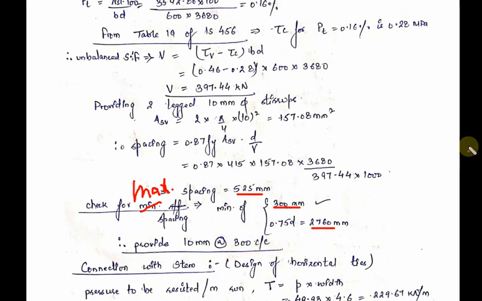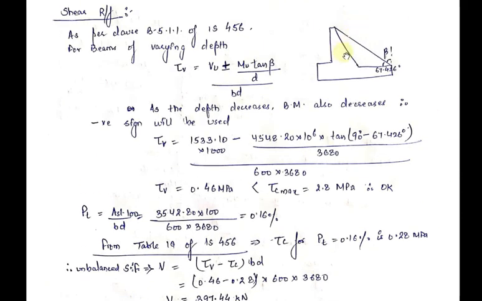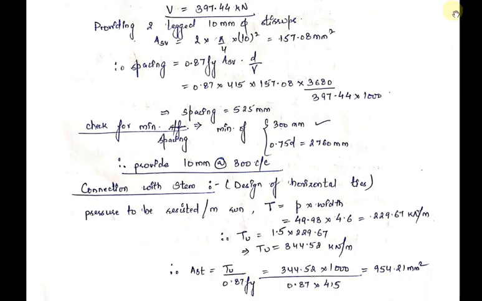Now we will design the horizontal ties, that is the connection between the stem and the counterfort. See, if you look at this diagram, the only force which tries to move the stem away from the counterfort is the lateral active earth pressure. So now we will have to calculate how much lateral active earth pressure this counterfort has to resist, that the horizontal ties need to resist, so that the joint between the stem and the counterfort does not fail. So see, if you remember the soil pressure distribution diagram, it was something like this.